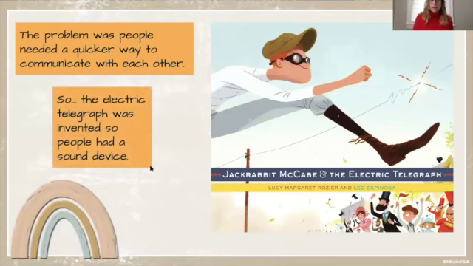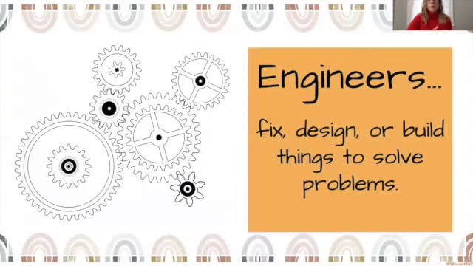So the electric telegraph was invented so people had a sound device that helped them communicate with each other. What I want you to think about is who was in charge of solving that problem? Who created the electric telegraph? Who created Morse code? What kinds of jobs do these types of people have? These people are engineers. And like we talked about last week, engineers fix, design, or build things to solve problems.